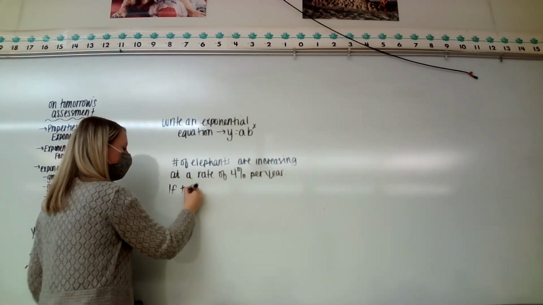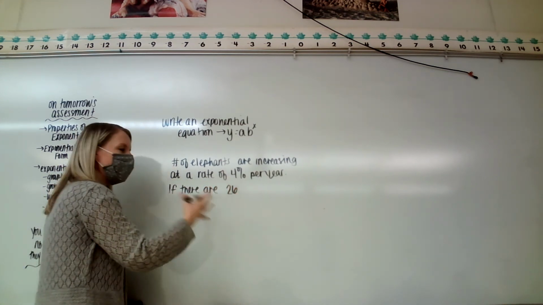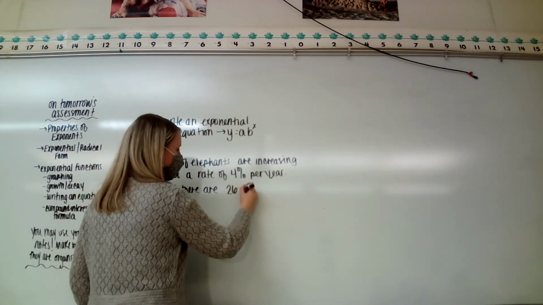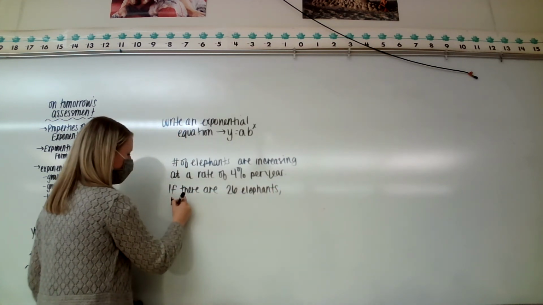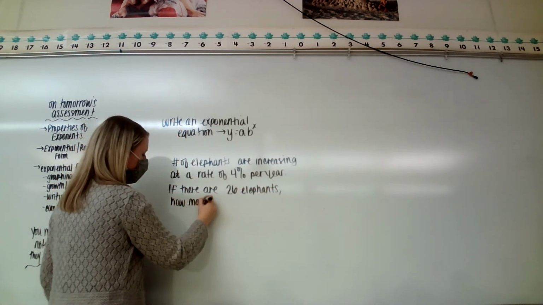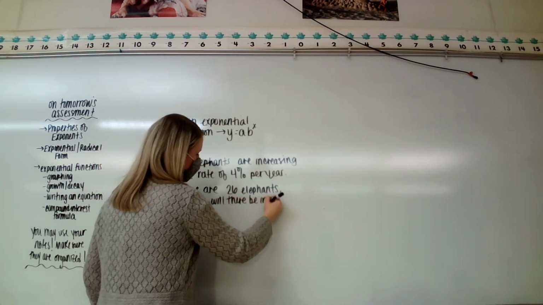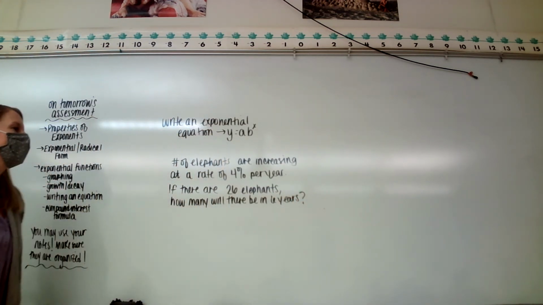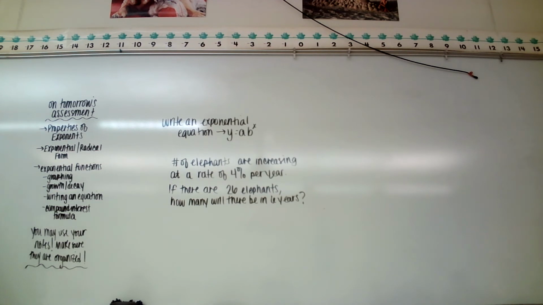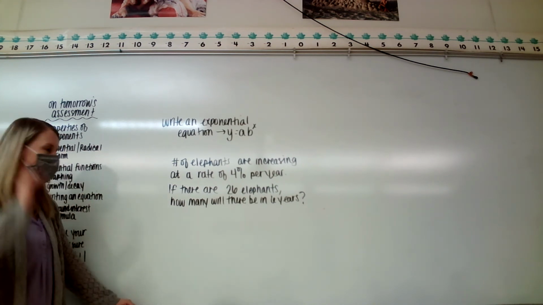If there are 26 at this wildlife refuge, we'll say, if there are 26 elephants right now, how many will there be in 6 years? Write that one out. All right, so there'll be something of this sort. There's elephants. We talked about turtles the other day. You can talk about all different stuff.